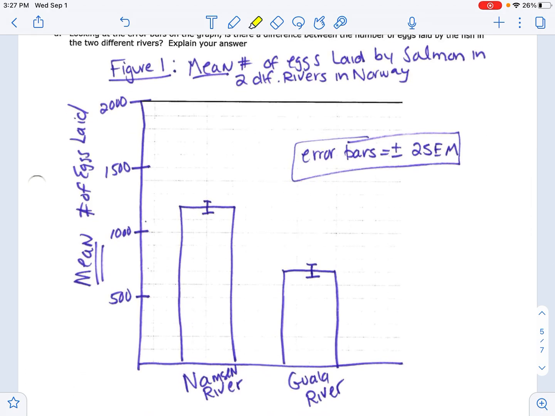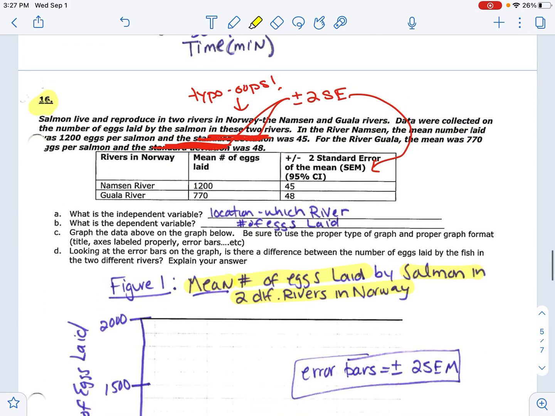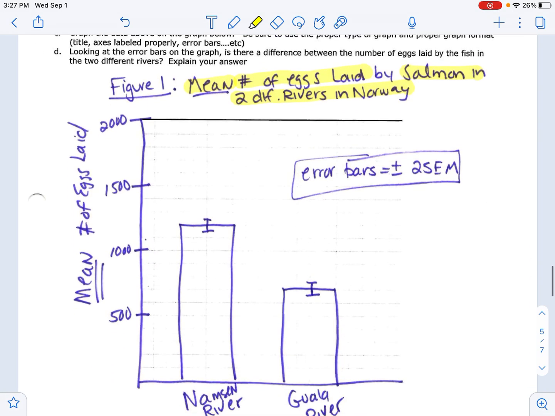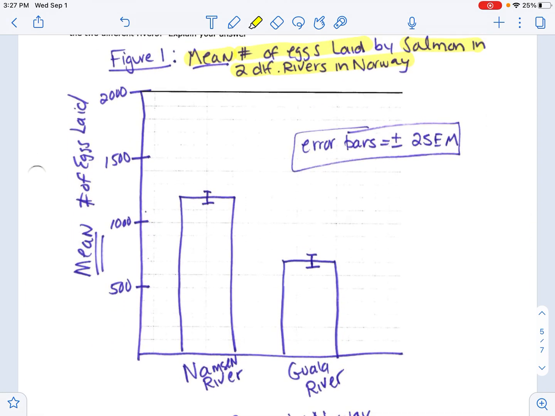Again, the things that you needed to get points for. In your title, your independent variable are the 2 different rivers in Norway. My dependent variable are the number of eggs laid. My subject, it's salmon. And then you need to have the word mean here, because in this one, you're graphing the means. This is an average number of eggs in the river. So you need to tell me that. You can either have the word mean in the title, or I have it over here in the dependent variable label. You don't have to have both. You have to have it either in the title or on the y-axis, if that's what you're graphing. And you can do both.